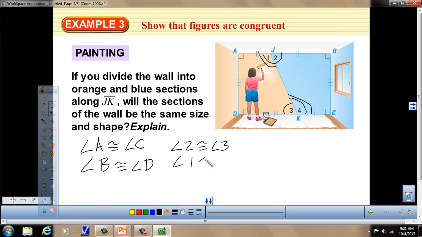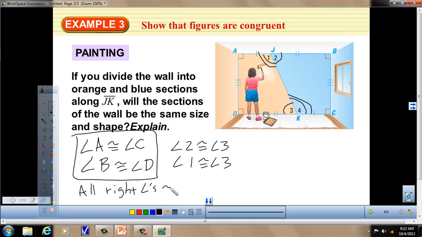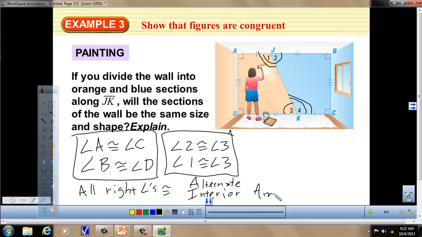And remember, the reason why these are congruent, we could just say for these ones, all right angles are congruent. And for these ones right here, we can say alternate interior angles theorem.